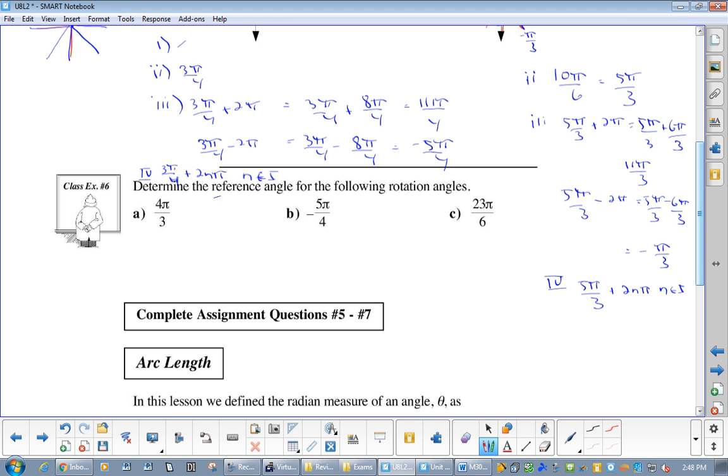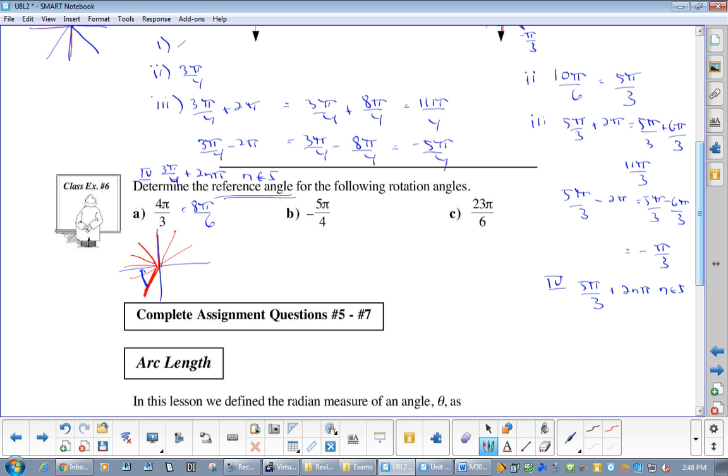Okay, now we're going to be determining reference angles. What's a reference angle? Who remembers? Yeah, the smallest angle to the x-axis. So 4 pi over 3. Now, if you don't count by 3s on the unit circle, this would be 8 pi over 6. Okay, so you go like this: 1, 2, 3, 4, 5, 6, 7, 8. This is where I am, right here. So what's the reference angle? It's right there. What is it?